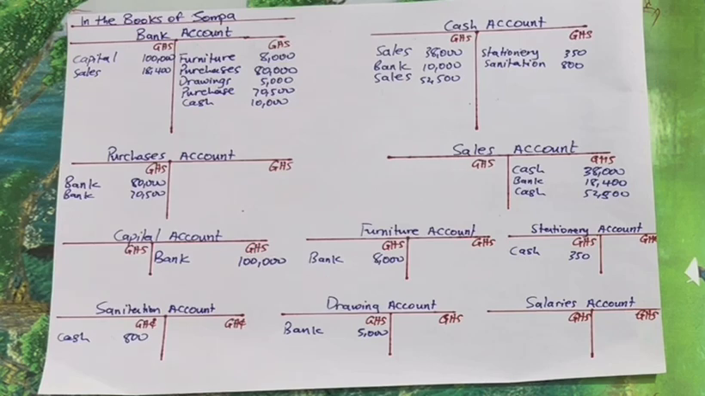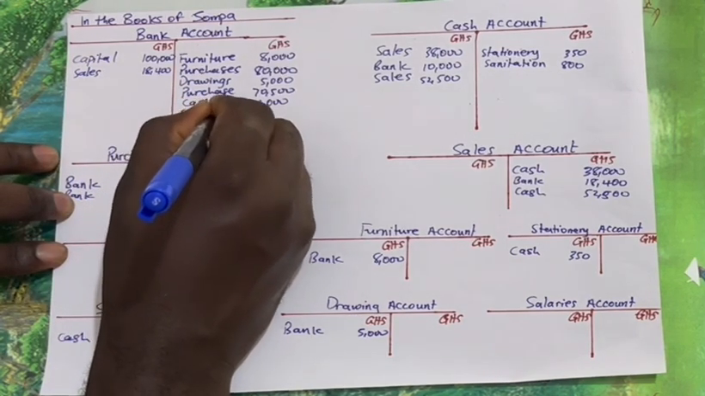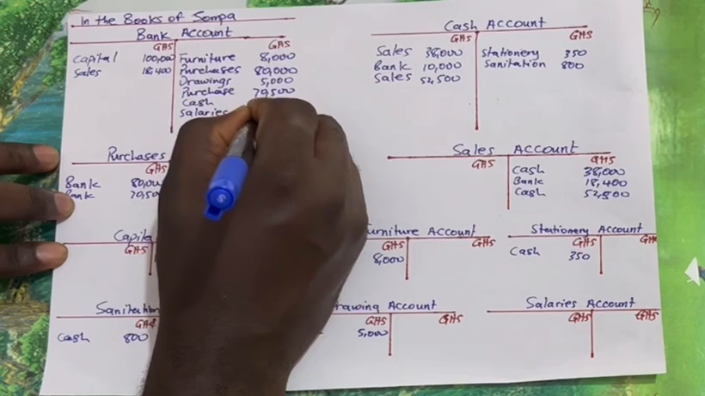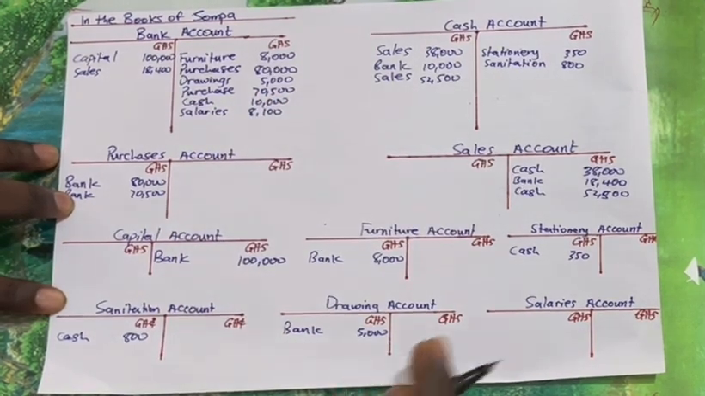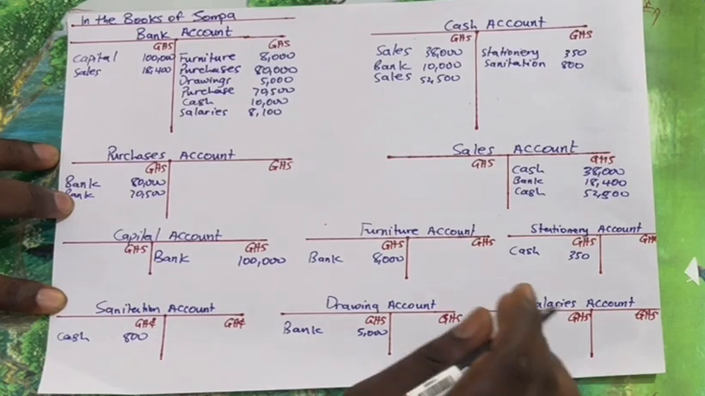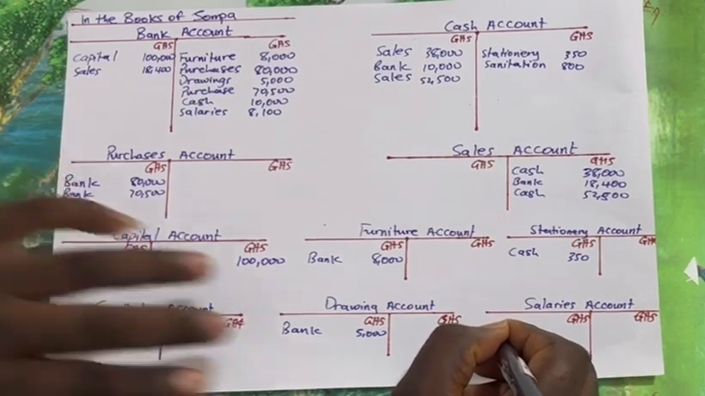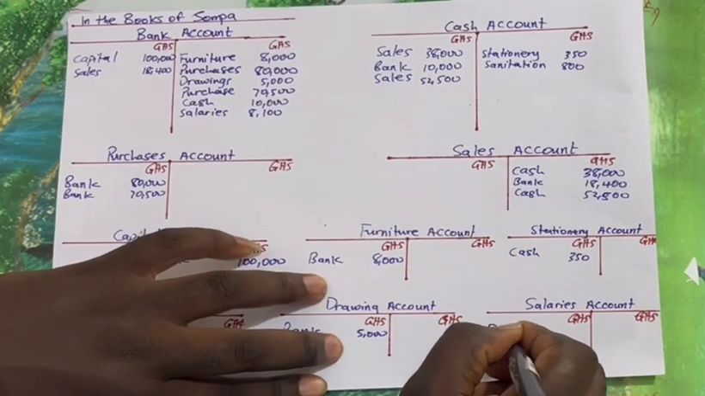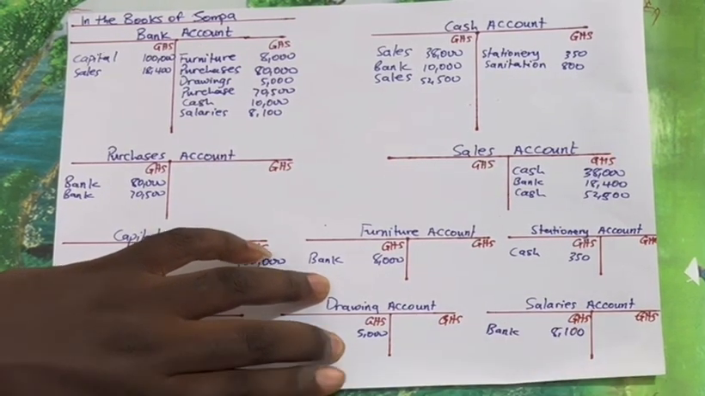Okay, so paid salary by check, 8,100. We paid salary by check. So we have salaries here, and we have to open the salaries account, which is here. We will debit it in the name of bank, that is 8,100.